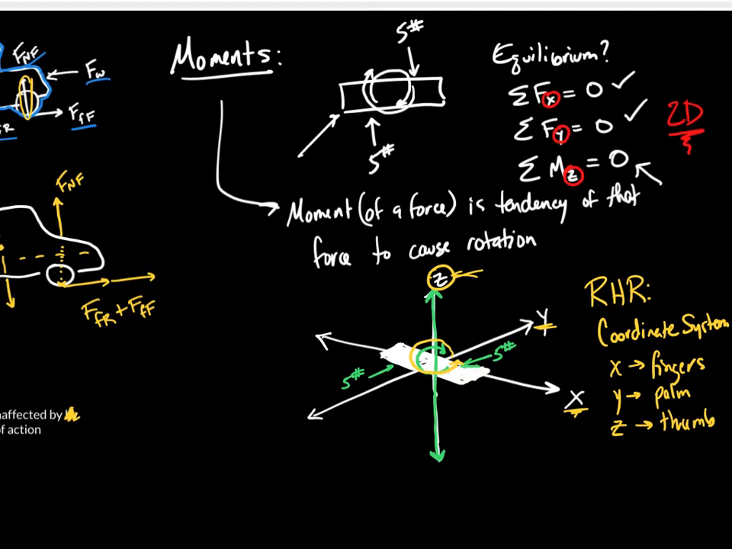So right now, as I have it drawn, these 5-pound forces are going the opposite of the way your fingers are going. Counterclockwise is the way your fingers are going, so that is positive. And clockwise, the way the moment from these two forces is going, is negative. And it's always going to be like that.